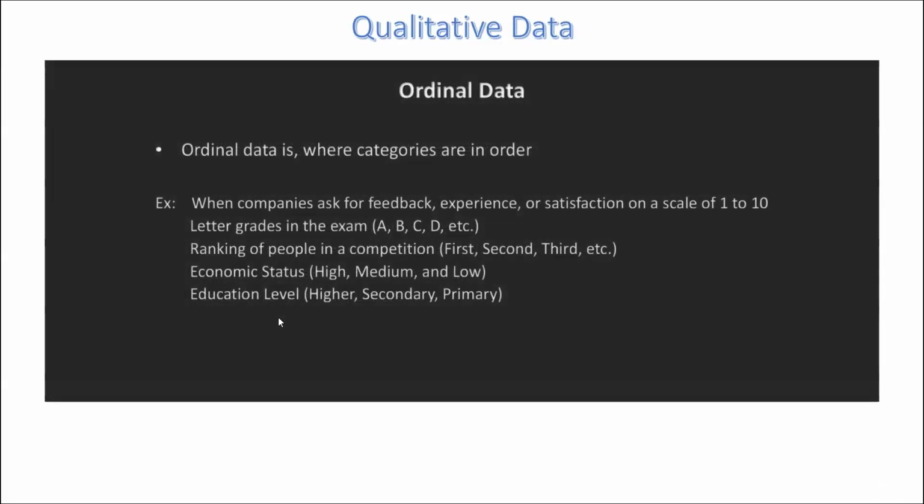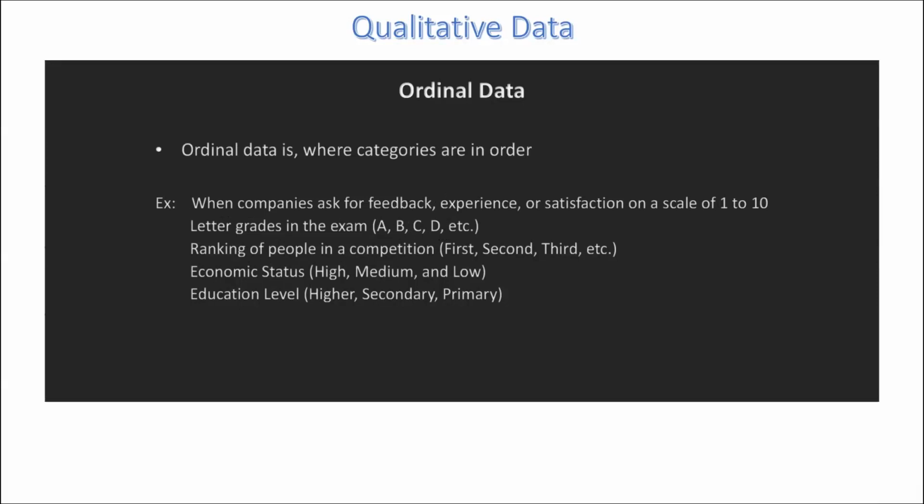And ordinal data. Ordinal data is where categories are in order. For example, when companies ask for feedback, experience, or satisfaction on a scale of 1 to 10, the range starts from 1 to 10, where 1 is the lowest satisfaction and 10 is the highest, based on your experience. So it has a range and a comparison. Letter grades in exams like A, B, C, D: A means the person who achieved the highest score.